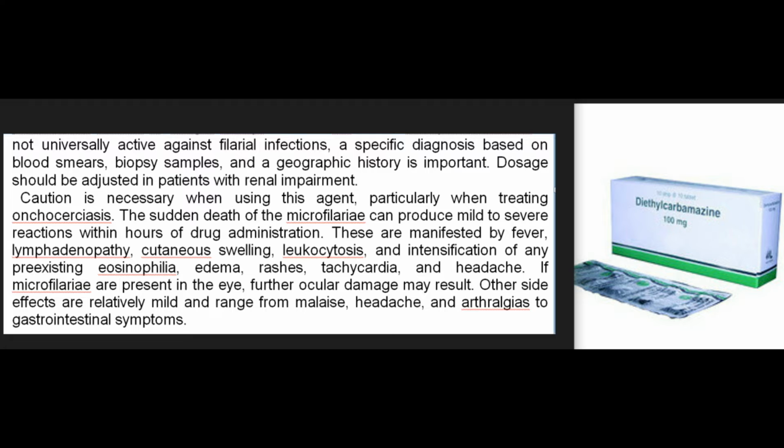Dosage should be adjusted in patients with renal impairment. Caution is necessary when using this agent, particularly when treating onchocerciasis. The sudden death of the microfilariae can produce mild to severe reactions within hours of drug administration. These are manifested by fever, lymphadenopathy, cutaneous swelling, leukocytosis, and intensification of any pre-existing eosinophilia, edema, rashes, tachycardia, and headache. If microfilariae are present in the eye, further ocular damage may result. Other side effects are relatively mild and range from malaise, headache, and arthralgias to gastrointestinal symptoms.